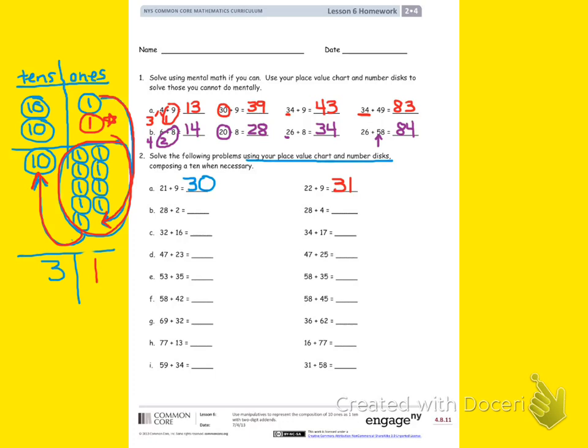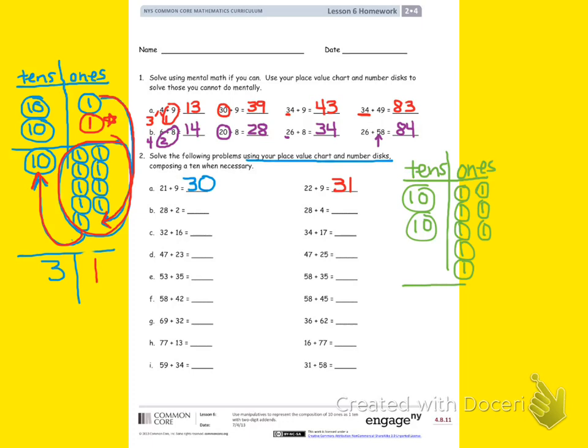Now let's look at 28 plus 2. 28 plus 2 would look like this on a place value chart. Ones, tens. Well, let's start with 28. There are 8 ones in 28. 1, 2, 3, 4, 5, 6, 7, 8. And 2 tens.